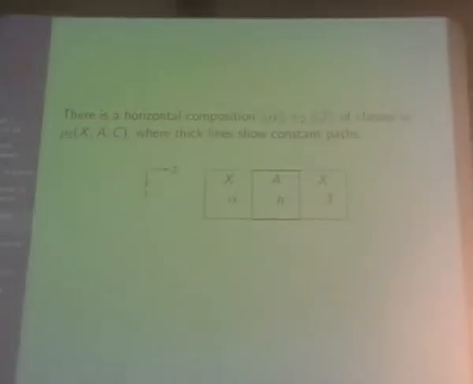Now there is a horizontal composition. So when you say you can glue the class of this to the class of that, that means there's a homotopy, H in A, from this H to that H. But that choice is completely arbitrary. So how do you know? You have to show that this is well defined.